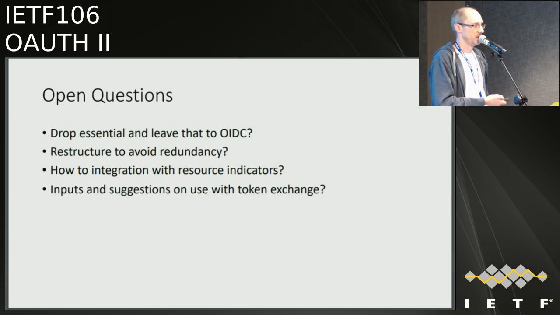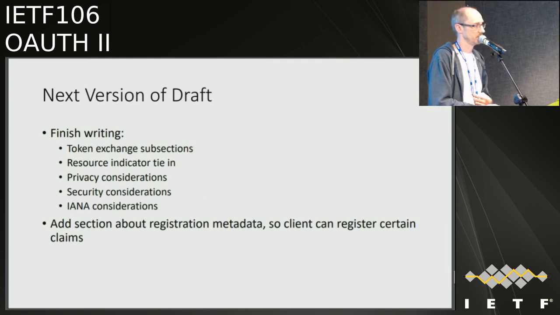Open questions. I think the essential part from OpenID Connect is confusing, and oftentimes it's like, why do we need to do this? It doesn't. So I think it should be dropped from the draft, but I wanted to have some broader input on that. Maybe some restructuring of the document to avoid redundancy with the different flows. How to integrate it with the resource indicators. I'd like some suggestions on that, and I'd also like to talk about the integration with token exchange.